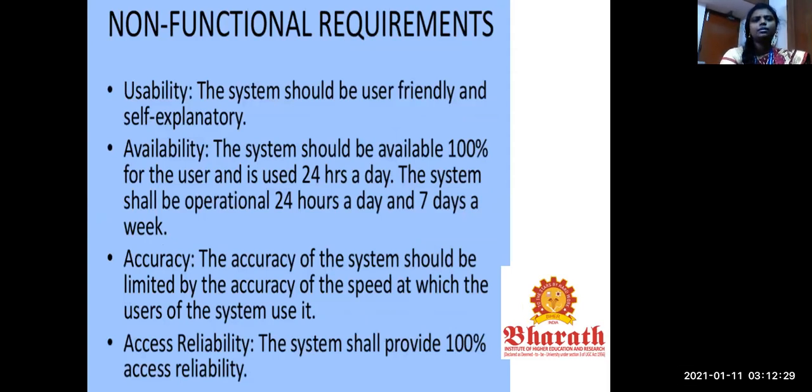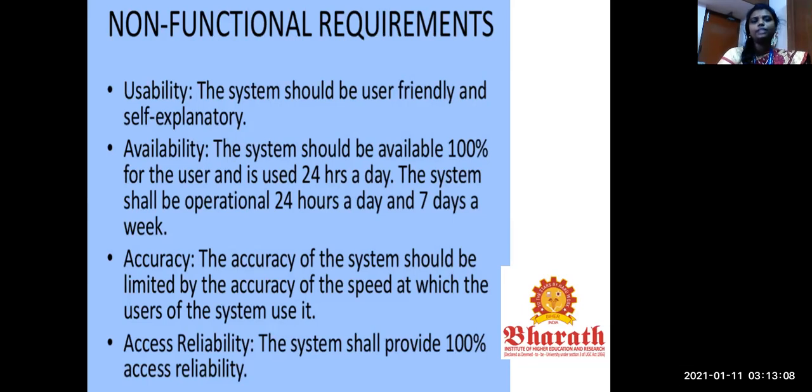And if you see, you'll have usability, availability, accuracy, and also access reliability. Usability: the system should be user friendly and self-explanatory. It should not be difficult to handle for a doctor or team members in that hospital. So it has to be very simple software, and also self-explanatory. So that is the usability and availability.